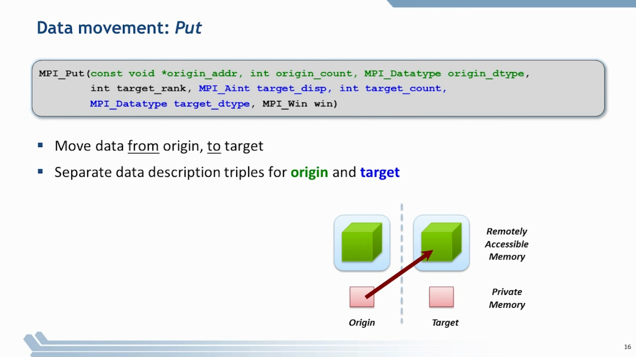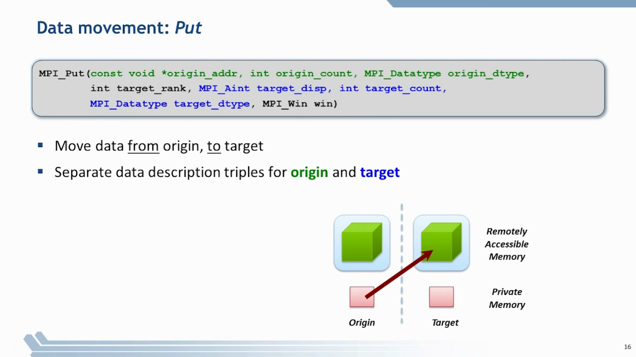So what does that target displacement mean if it's not 0? It refers to the number of elements of size displacement unit. If I'm thinking of this as an array, a global array, and I want to access the 4th element of that array of integers, then I can use a target displacement of 4 if my displacement unit is size of int. Because then it says 4 sizes of integers.